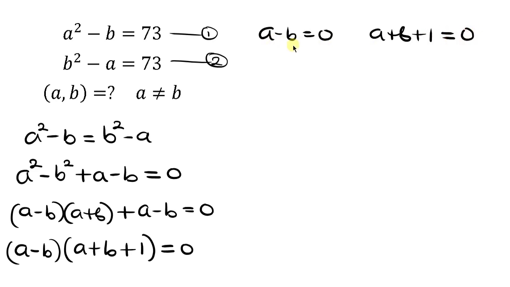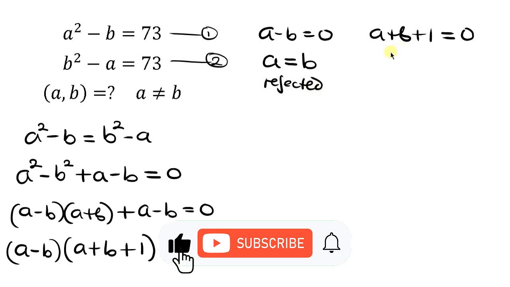Now from this first case, we have a equal to, as negative b crosses to the right, it becomes b. And from the given condition, a is not equal to b. So that means we're going to be rejecting this. So this is rejected. Now let's focus our attention on our second case.